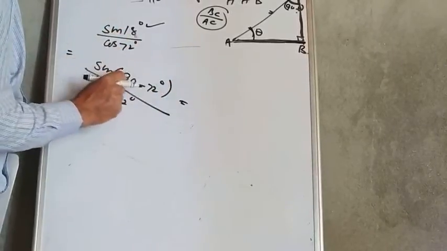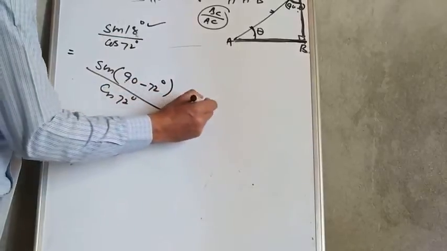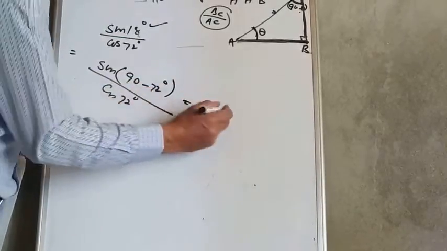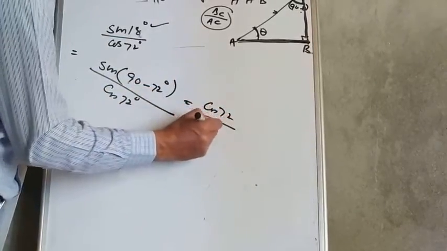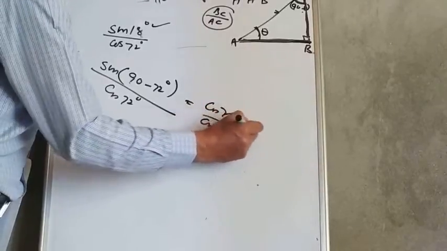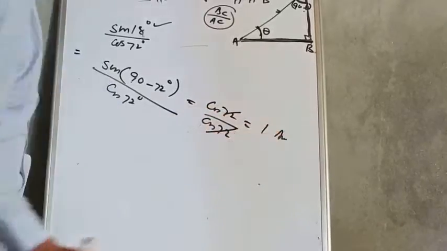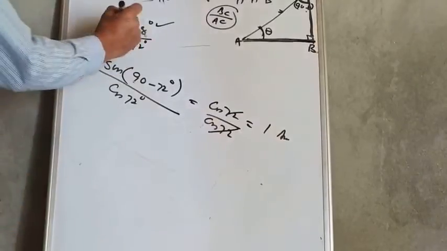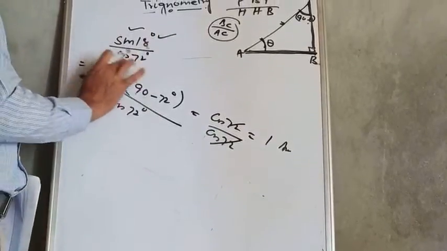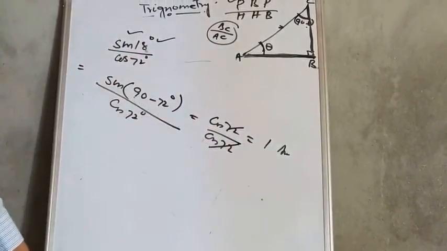So what is sin 90 minus theta? That is cos theta. So this is cos theta. What is theta? 72, divided by cos 72. This and this will go, 1 is the answer. So this is very simple. You will change only one angle. Keep this denominator unchanged. And this is the result.